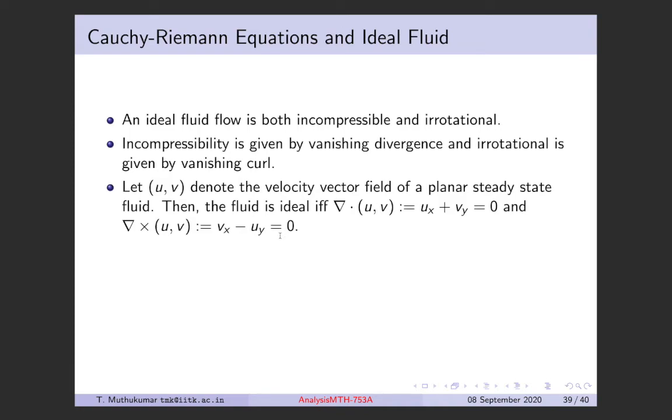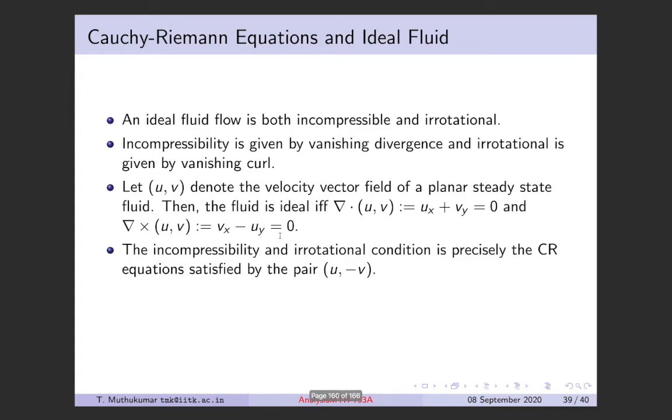So this looks like the Cauchy-Riemann equation except for the sign. So in other words, if you think of a fluid flow in 2D, the ideal fluid flow corresponds to the fact that the velocity vector u comma minus v satisfies the Cauchy-Riemann equation.